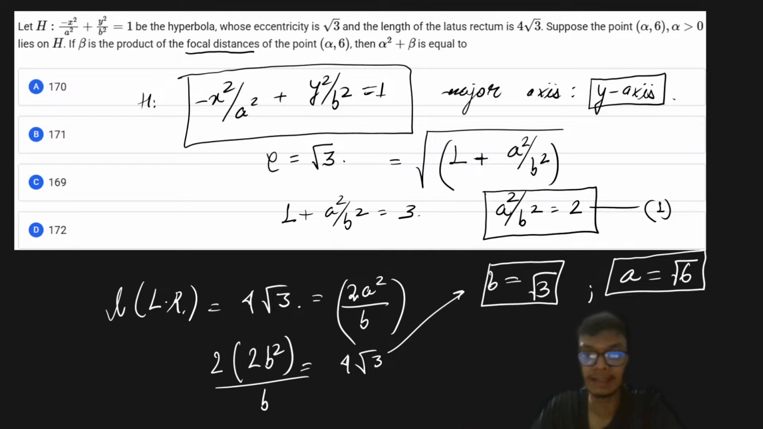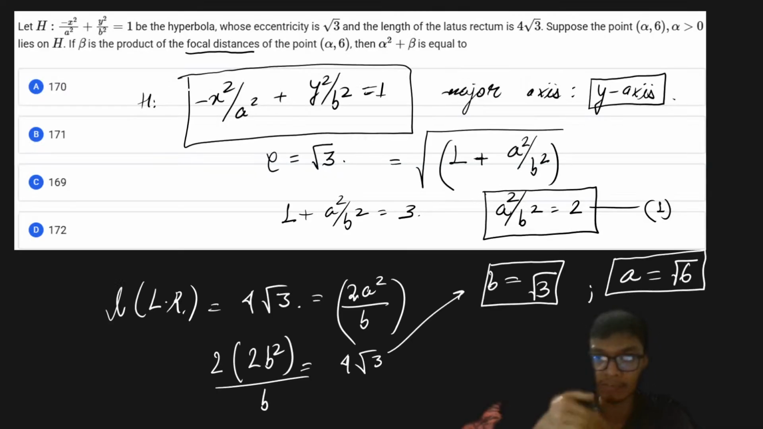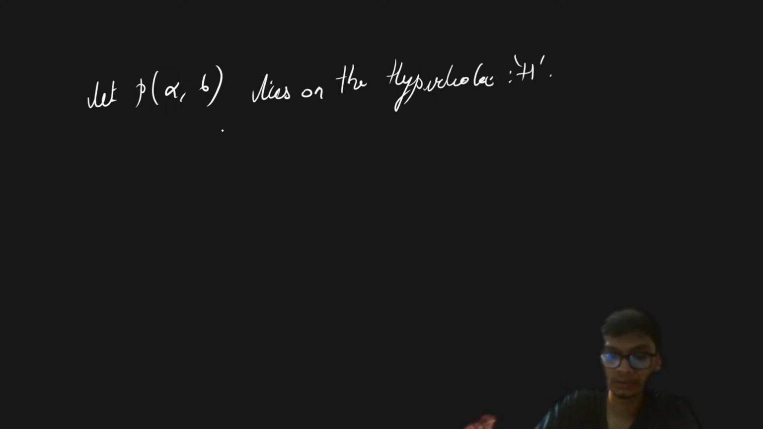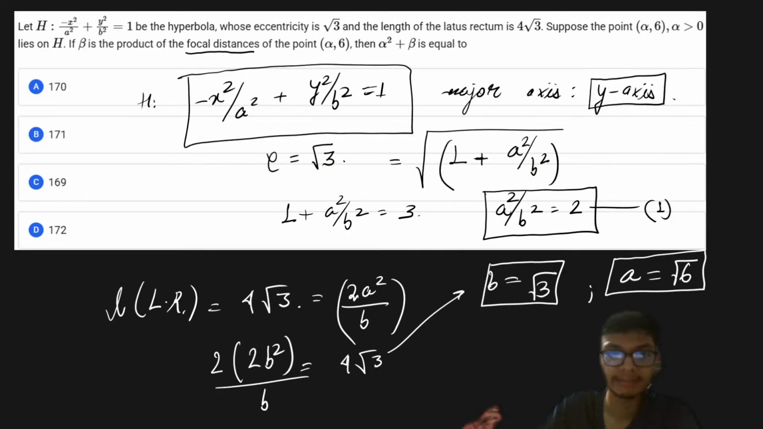But it is said, suppose a point alpha comma 6, where alpha is greater than 0, lies on the hyperbola H. From this, you have to find beta, which is said to be the product of the focal distances of the point alpha comma 6. Now, it is said focal distances. So we are going to find the distance of that point P from both the foci, right? So how will I calculate that distance?